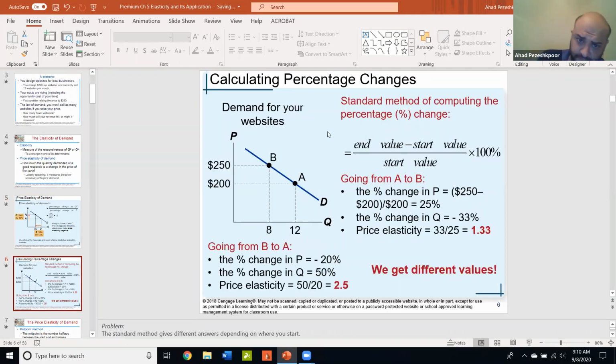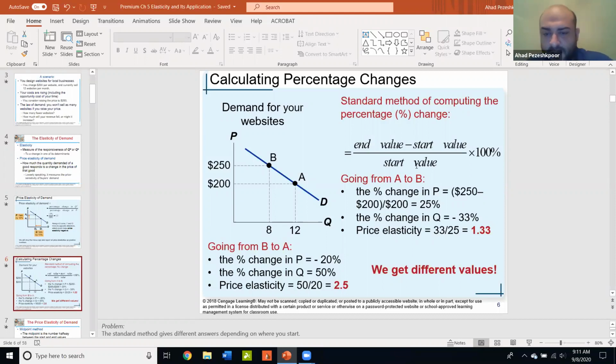Now, for demand, there is a standard method for computing the percentage change. We will be covering this in class. I will do it on the virtual whiteboard that I have, so that we all know what's going on here. There is a method to efficiently find the elasticity: end value minus the start value over start value. This is how you find the percentage change, or the rate of change.